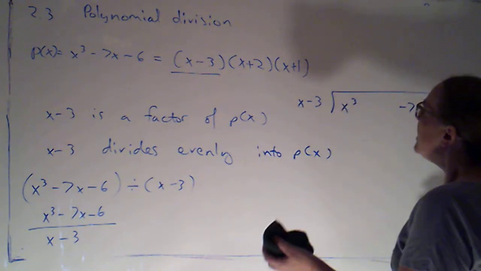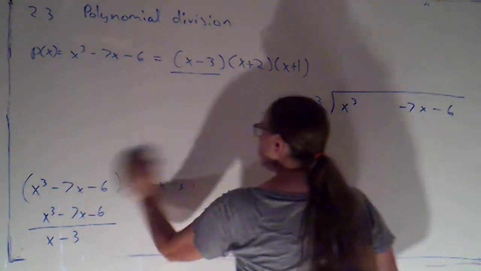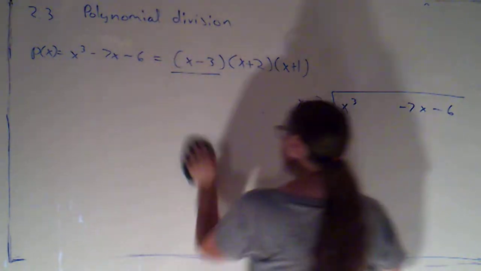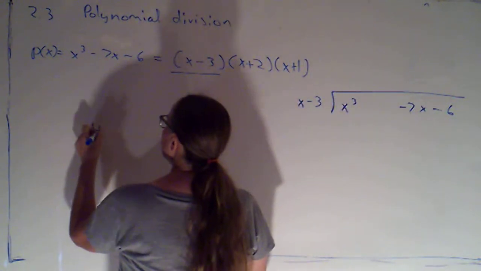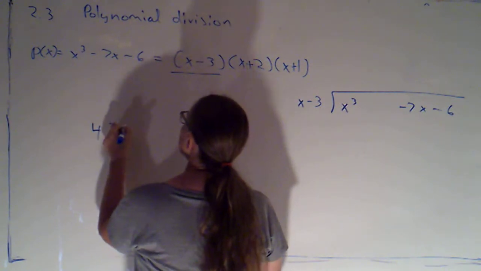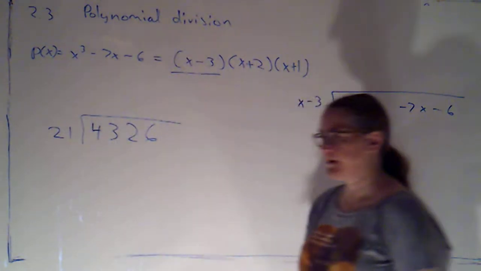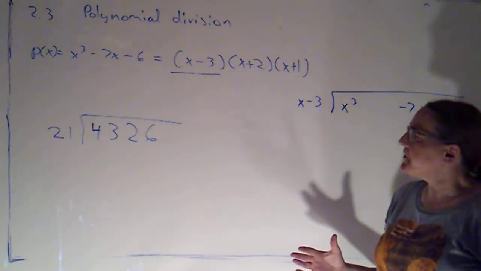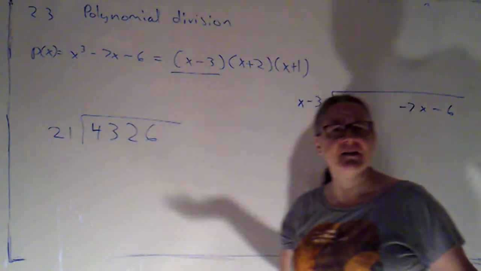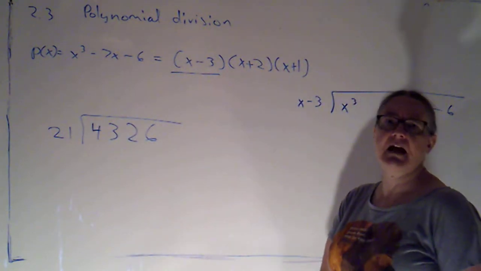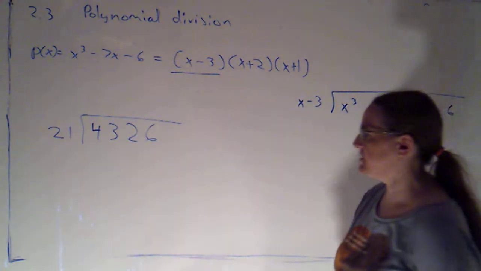Okay, so let's see. I want to just review the way long division works with numbers first. So if I had 4,326 and I wanted to divide by 21. Okay, 4,326 isn't huge, but it's kind of a big number. I don't want to work with the whole thing at once, so I generally just work with the first digit or the first couple of digits.